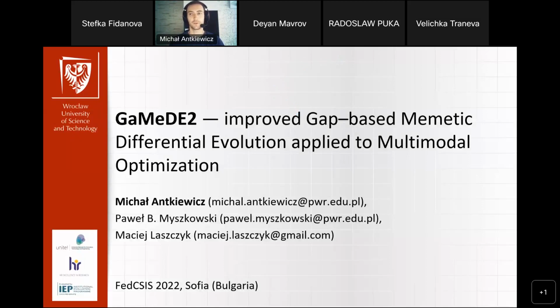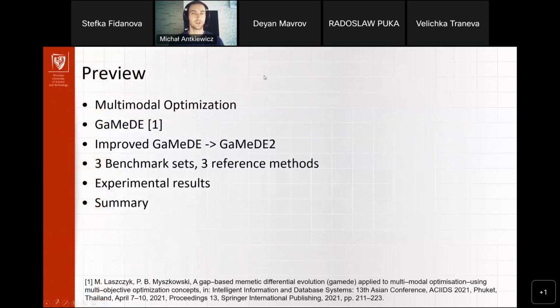And today I would like to present you our work on improved GAMEDI, memetic-based differential evolution, applied to multimodal optimization. So I will start with explaining our optimization space. Then I will introduce the base GAMIDI algorithm, which was the starting point for our experiments. Then I will explain the improvements we decided to apply to this algorithm. And in the end, I will present the results of the experiments we conducted on 3 benchmark sets and compared to 3 reference methods.